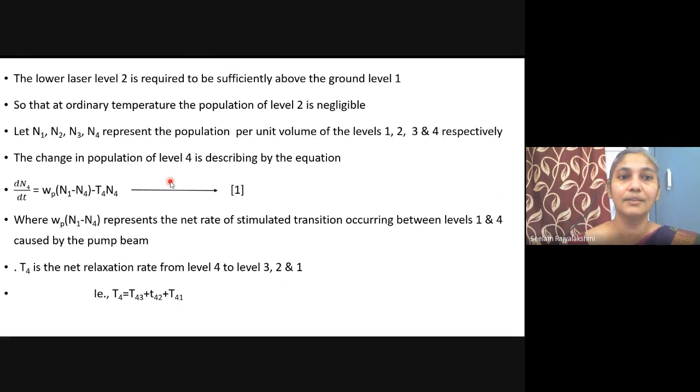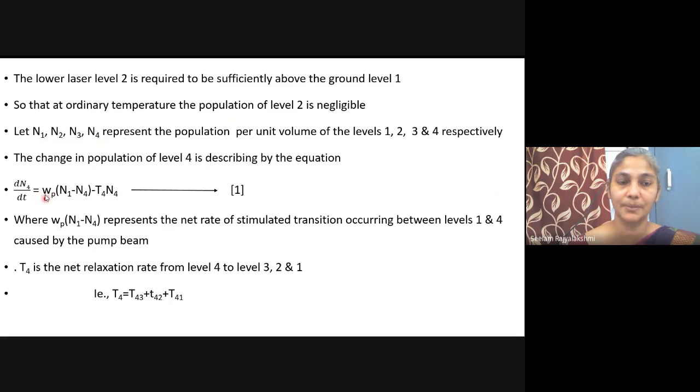Now let n1, n2, n3, n4 be the number of atoms present in level 1, level 2, level 3 and level 4 respectively. Let us see the change in population in level 4, which is described by the equation for the rate of change of level 4. Here dn4 by dt equals omega p (n1 minus n4) minus T4 n4.